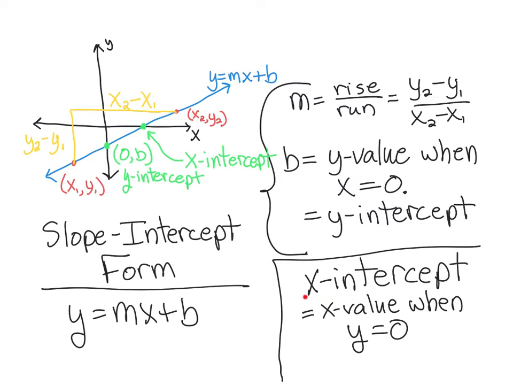What about the x-intercept? Where do you cross the x-axis? Well, notice that where you're on the x-axis, you haven't gone up or down at all. So in this case, the y value is 0. I have an equation here. All I have to do is set that y value equal to 0, and I get the x value where I'm crossing the x-axis and get my x-intercept.